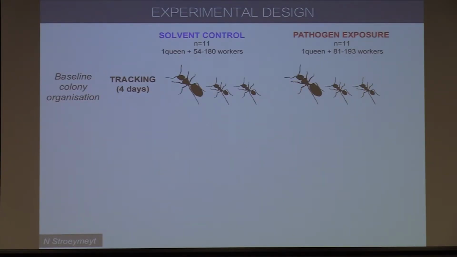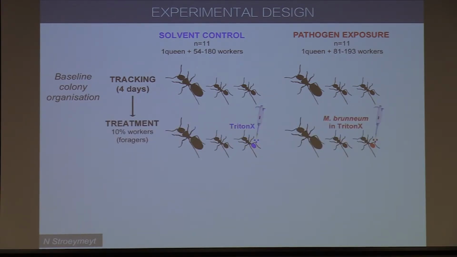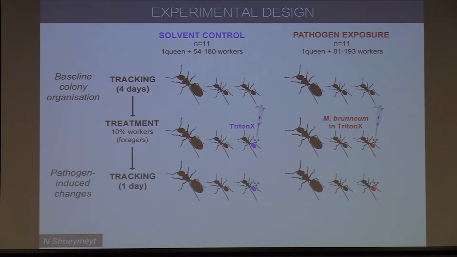So our experimental design was very similar to before. We also had a solvent control, so a sham control, and a pathogen exposure, as we do in the small-scale approach. So we can look at the baseline colony organization of these 11 colonies, each with a queen and around 150 workers. We looked at the colony for 4 days, and then we performed the treatment of 10% of the foraging workers, or 10% of the colony, taken from the foraging arena. Then we tracked for 24 hours to see what are the pathogen-induced changes in the network.